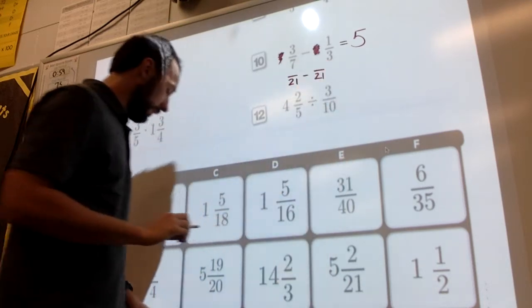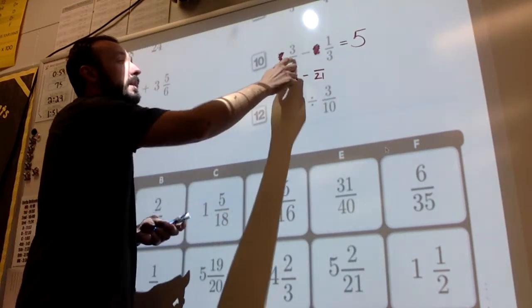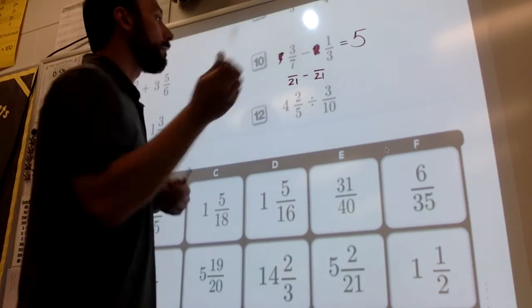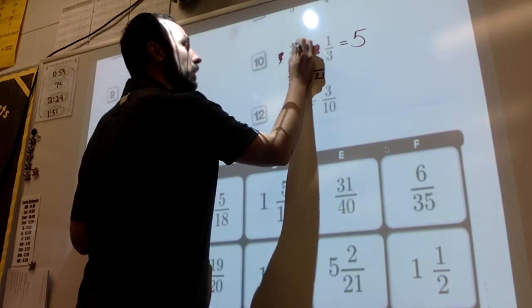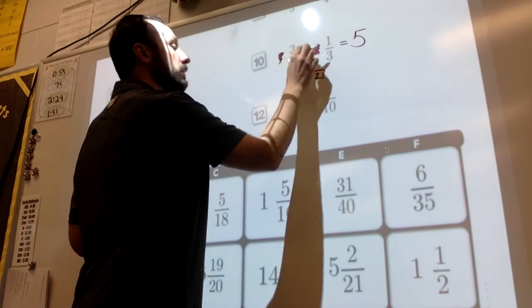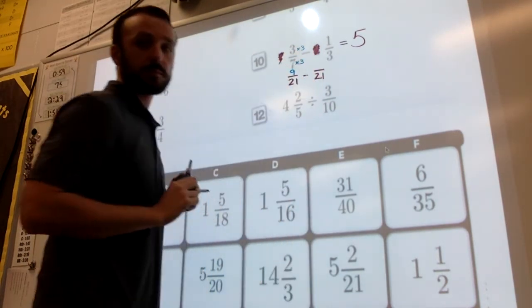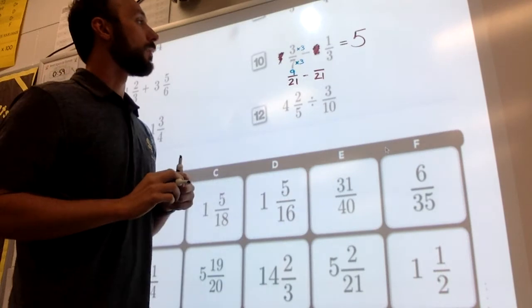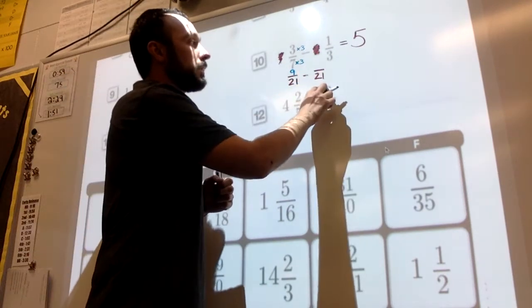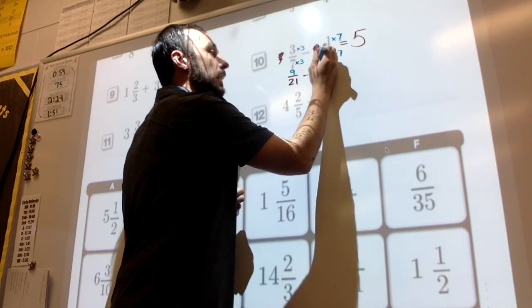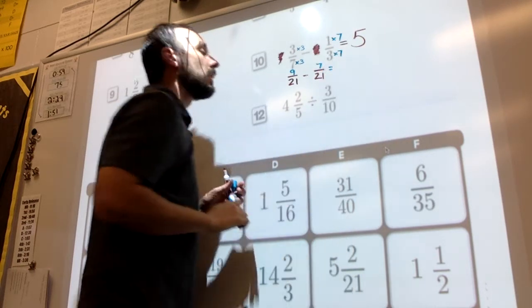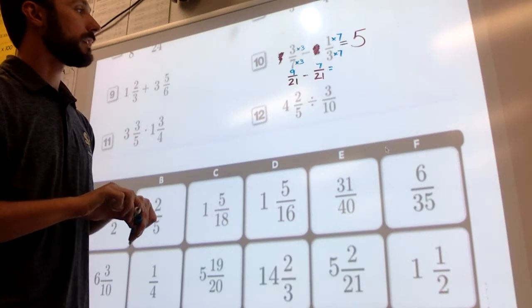Now I have to work backwards. How does 7 become 21? It becomes 21 by multiplying by 3. If I multiply the denominator by 3, I have to multiply the numerator by 3. 3 times 3 is 9. Now I go over to my other one. How does 3 become 21? By multiplying by 7. So I do the same to my numerator. 1 times 7 is 7. So I'm left with 9/21 minus 7/21.